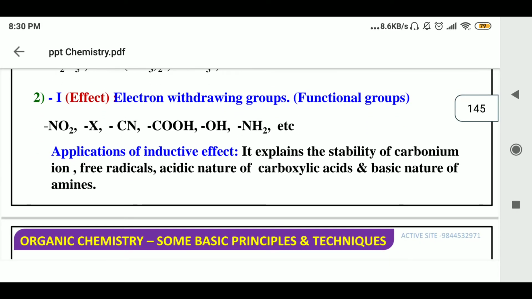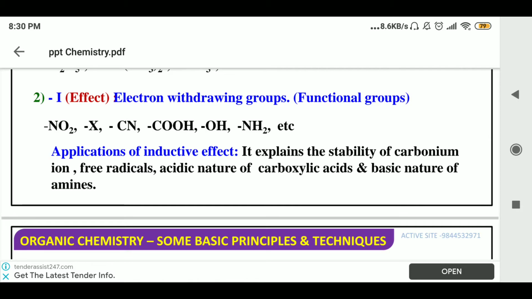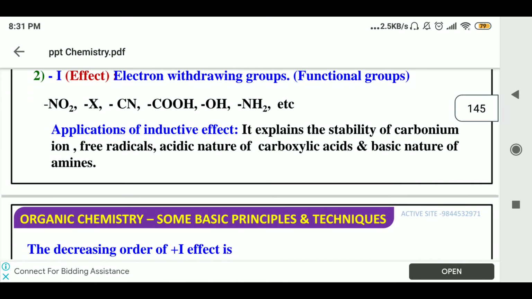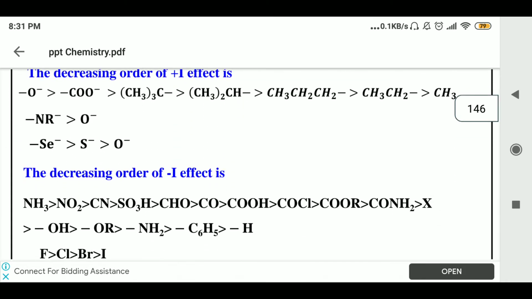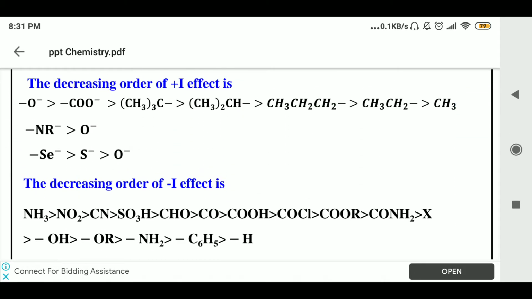So what are the applications of inductive effect? It explains the stability of carbonium ions and free radicals, the acidic nature of carboxylic acids, and the basic nature of amines. The decreasing order of the plus I effect, here you can see, is a very important slide. You can take a snapshot and try to learn. It will help you to solve problems in your competitive exams also. I'm not going to discuss it in detail, you just have to learn these groups and their order of reactivity.